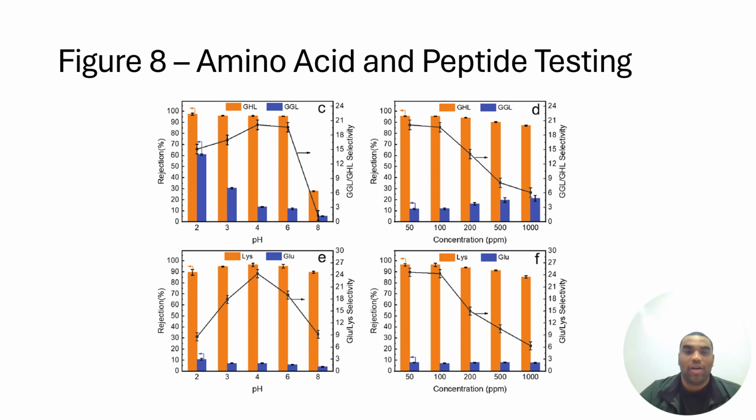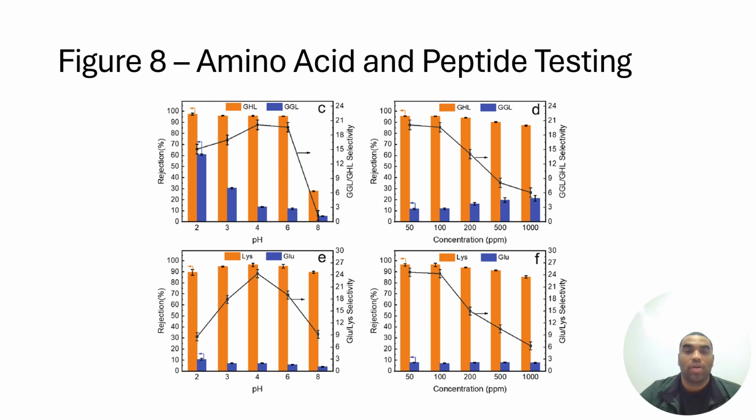The efficacy of the membrane was tested while varying the concentration and the pH of the feed. Concentration was tested in order to determine whether the membrane works better with a high concentration or a low concentration feed, while the pH was varied for similar reasons.